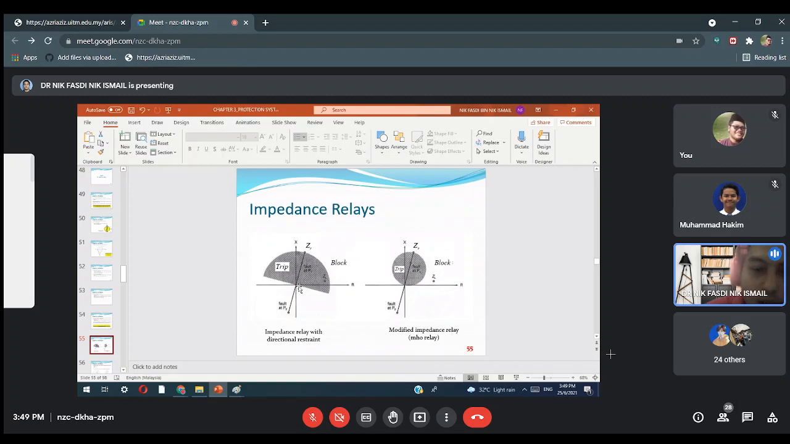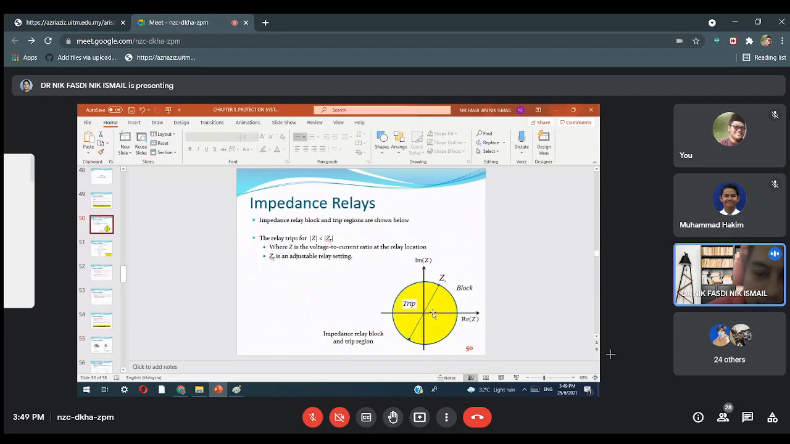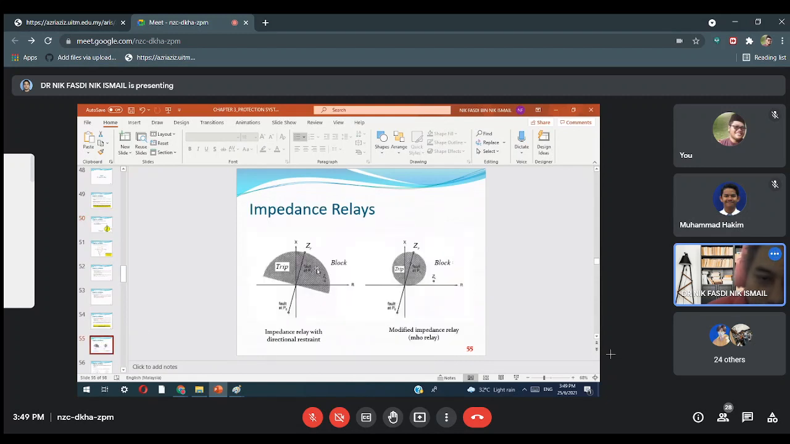Okay. If there is no directional relay, what happens? It will be a full circle, right? It becomes like this. But because of the directional relay, which is based on the forward direction, it becomes a half circle. Okay? Understand, just the forward direction.